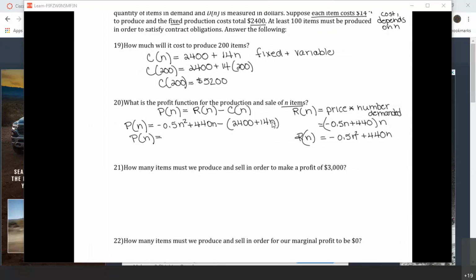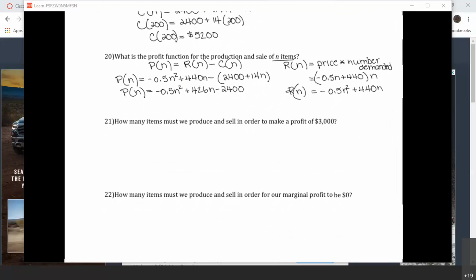So I'll wind up with a minus 14N, which I can then combine with the 440N. And that'll give me negative 0.5 N squared, plus 440 minus 14 is 426 N, minus 24. So there's my profit function.